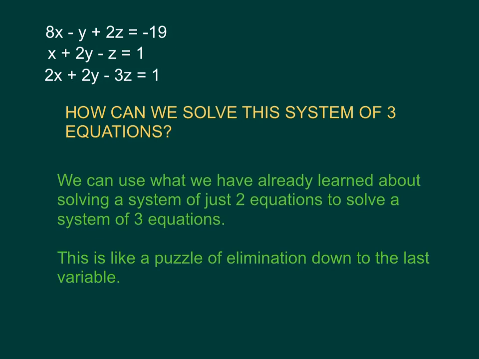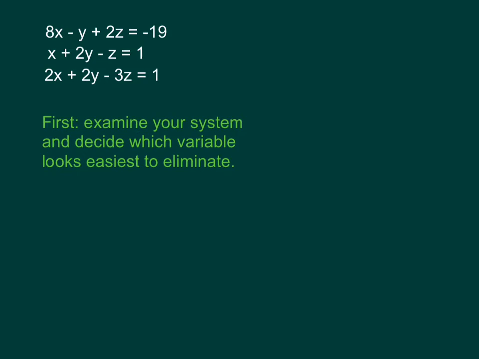We can use what we've already learned about solving a system of just 2 equations to solve a system of 3 equations. Essentially, it's like a puzzle of elimination down to the last variable. The first thing you need to do is closely examine your system of equations and use what you know about elimination, what makes it easy to eliminate a variable based on coefficients and signs of those coefficients, and determine which one would be the easiest to eliminate. Usually it'll stand out to you, but if not, you can figure it out.